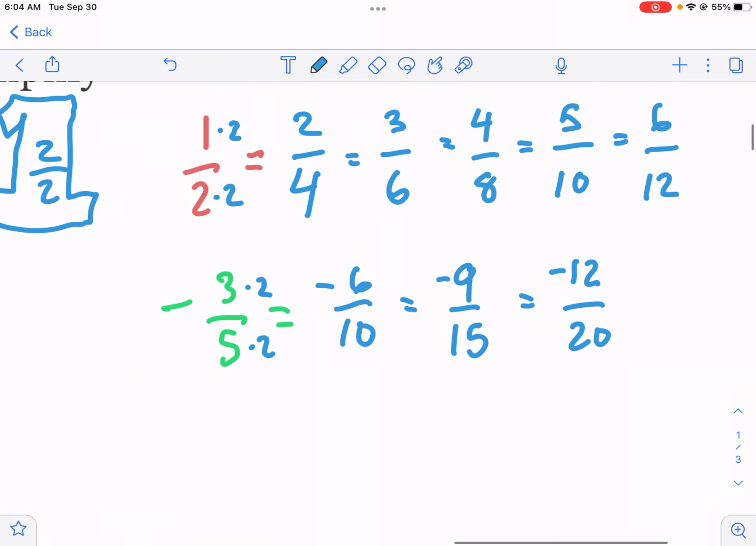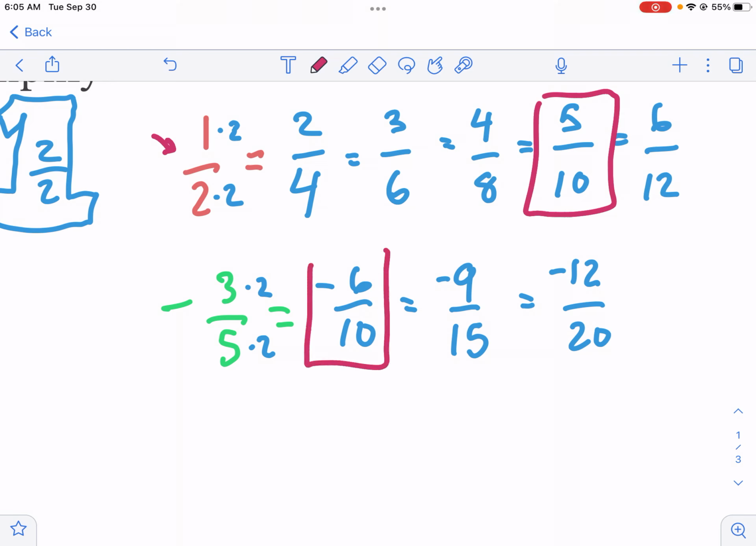Okay, so which of these have common denominators? Obviously, 2/4 doesn't work because my bottom fraction, the one with the 5, doesn't have any combination that has a 4. But you'll notice here, you probably notice it right away, that we have 5/10 that we can make with 1/2. And we also have -6/10 that we can make with -3/5. So that is going to be our common denominator.